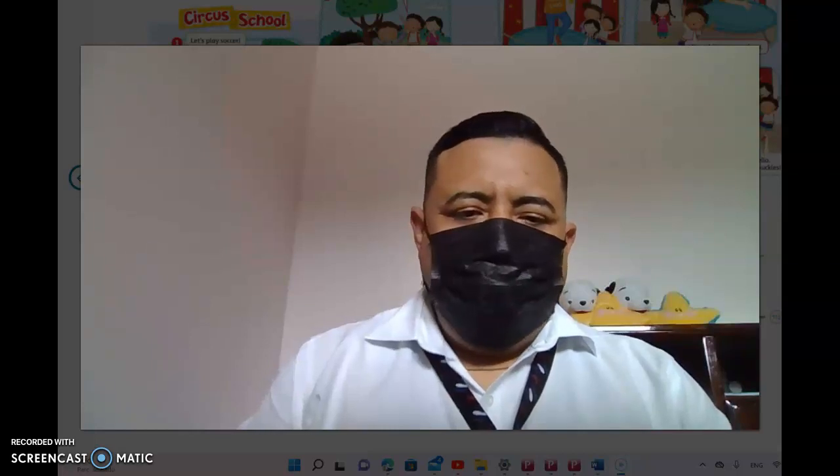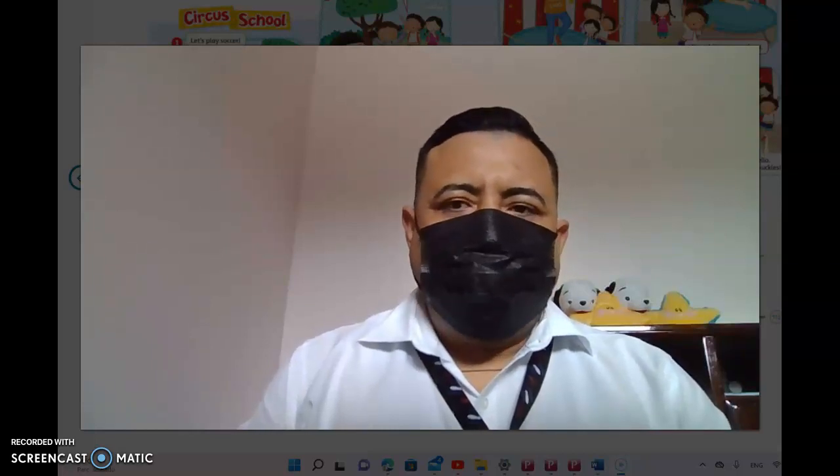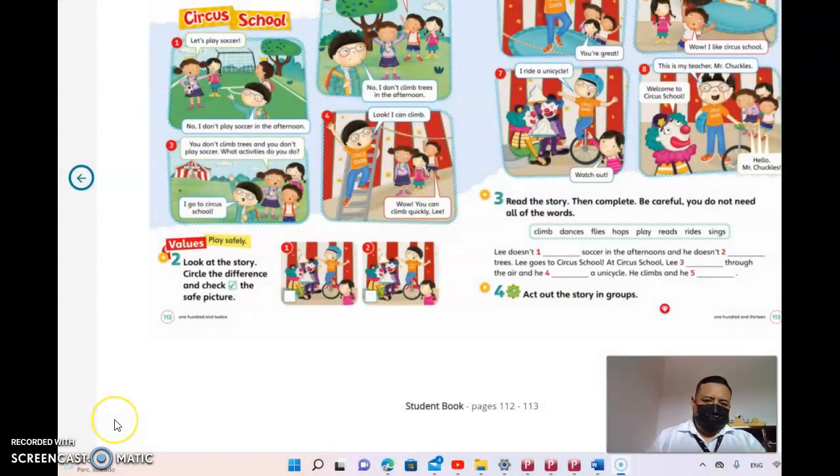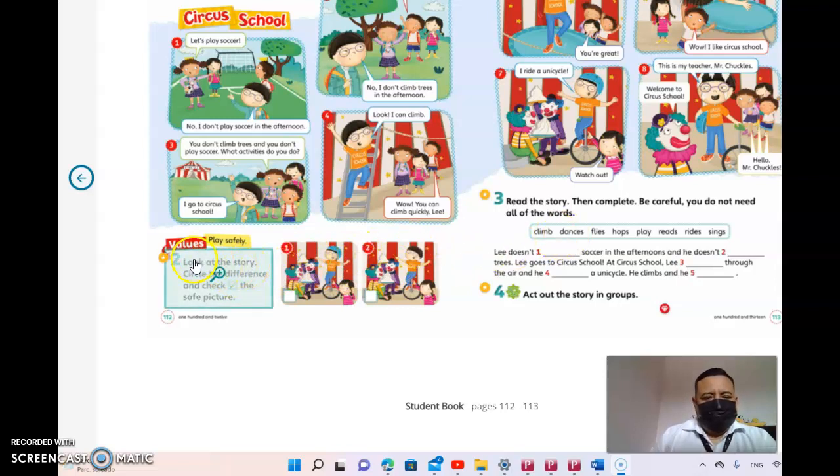Hello guys, today we work with the same page 112 and 113 because we have to finish these activities 2 and 3. And the first one, number 2, look at the story. Vamos a verlo otra vez. Circle the difference and check.